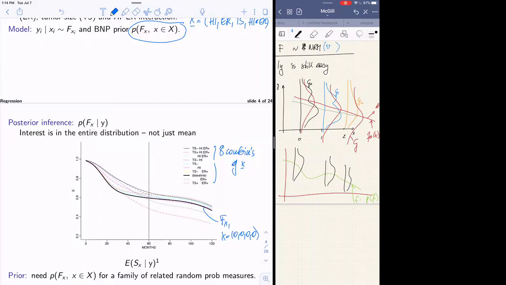And the other 7 lines show you the survival functions, meaning 1 minus the CDF, for the other 7 combinations. In order to come up with such inference, we need a Bayesian inference model. A Bayesian inference model requires a likelihood, a sampling model that's here. So this is the sampling model, or defines the likelihood function. And we need a prior probability model. That prior probability model will be the BMP prior on that family of random probability measures.